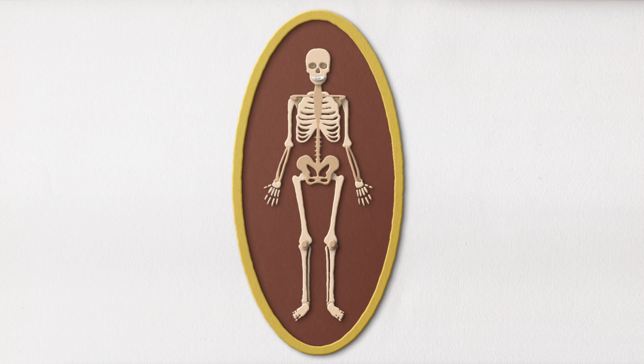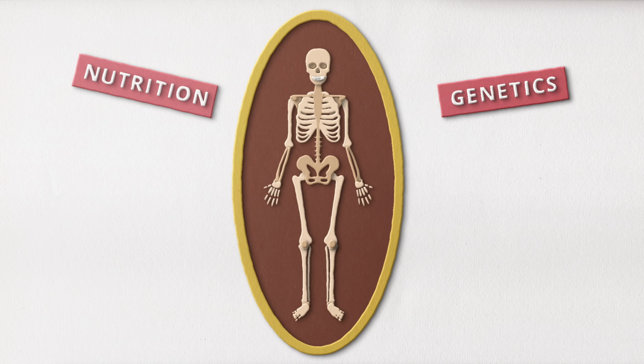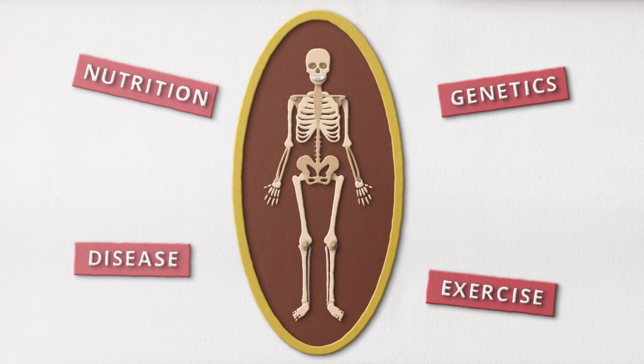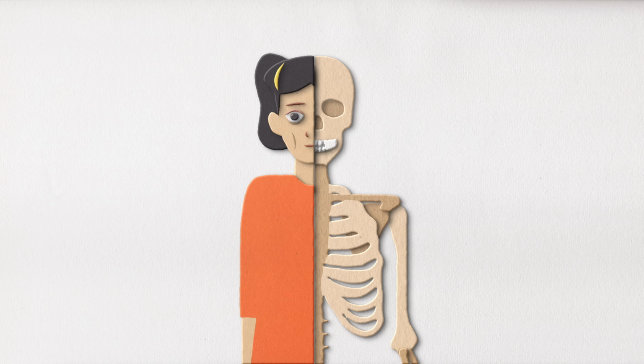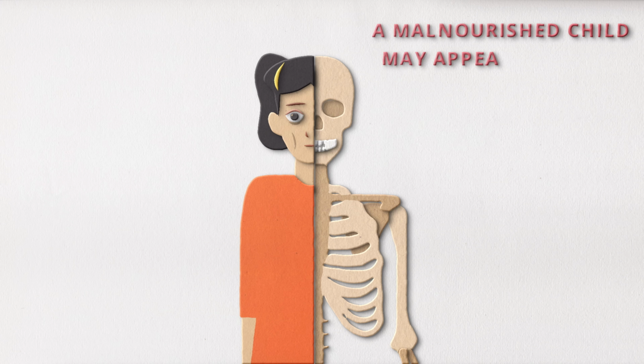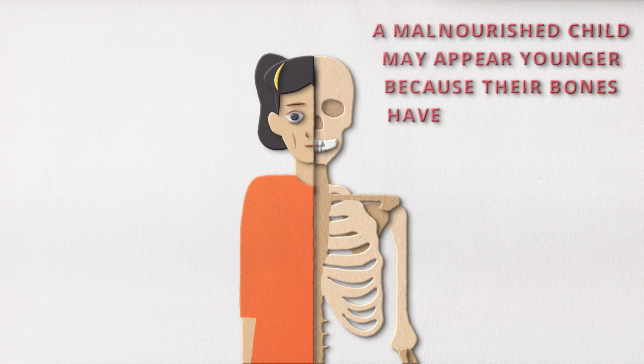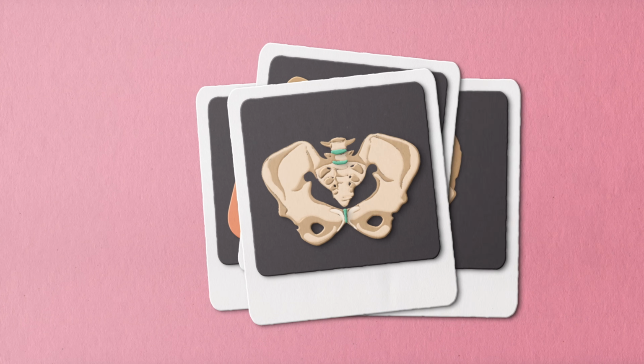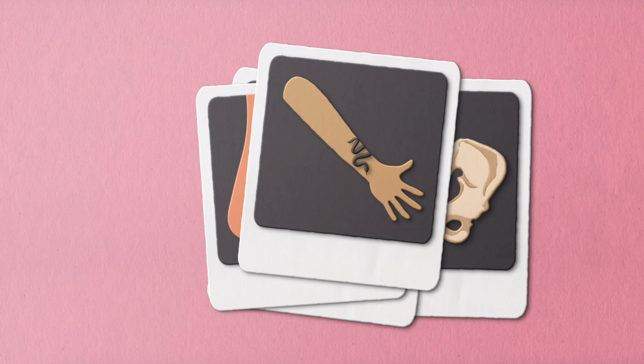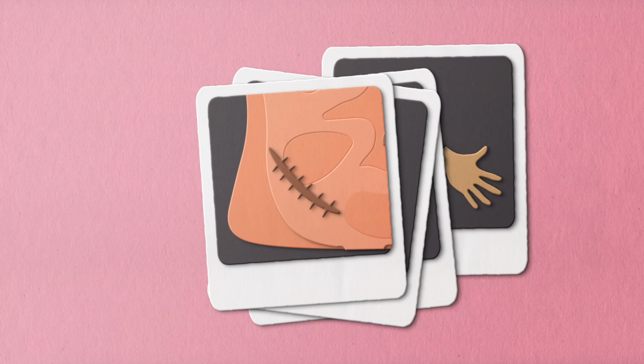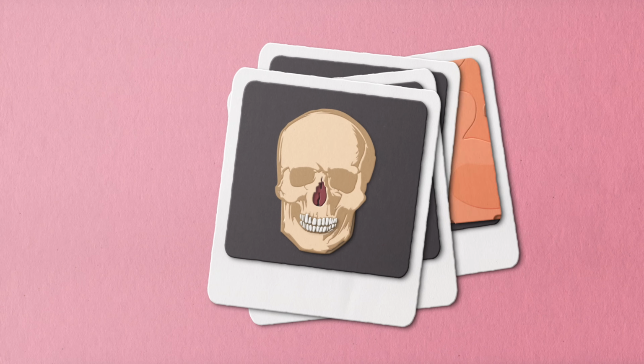It's important to note that many of those physical attributes that I've listed can vary based on nutrition, genetics, disease, and exercise. For example, a malnourished child may appear younger because their bones haven't grown at a typical rate. Regardless, these attributes can help authorities build a picture of the victim, which they can cross-reference with records of missing people.